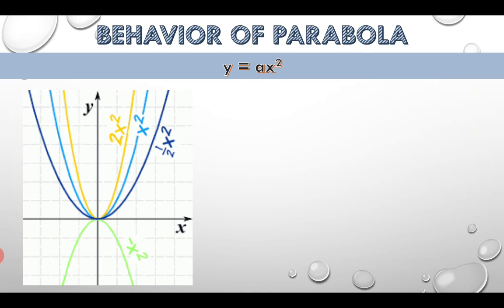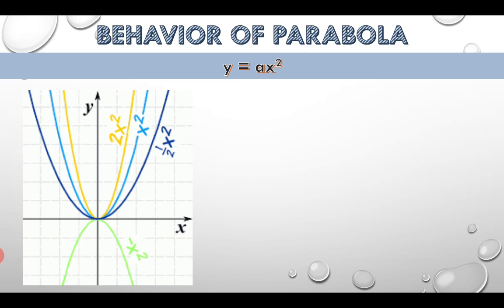As you've noticed, we have three parabolas above the x-axis. These are the parabolas that open upward, which means their a's are positive. The yellow parabola has an a equal to 2. The royal blue parabola has an a equal to 1. And the navy blue parabola has an a equal to 1/2.